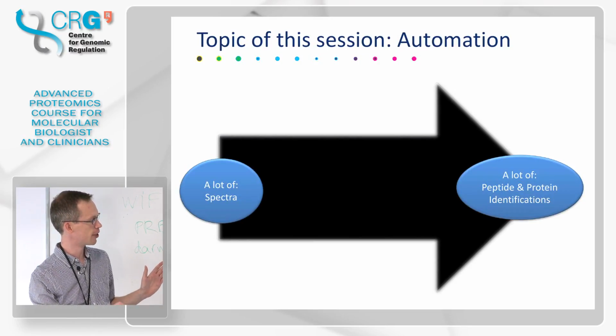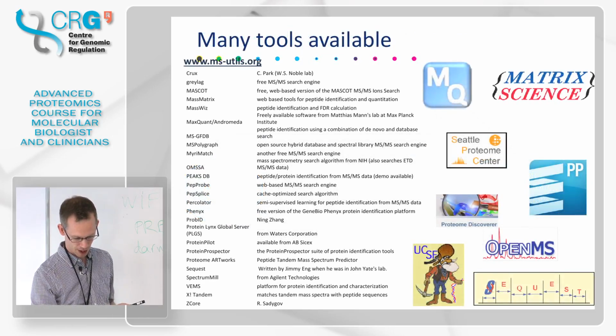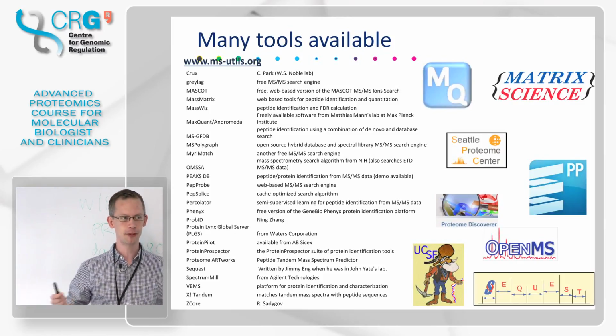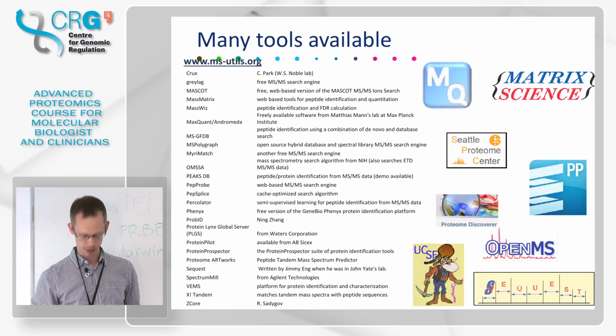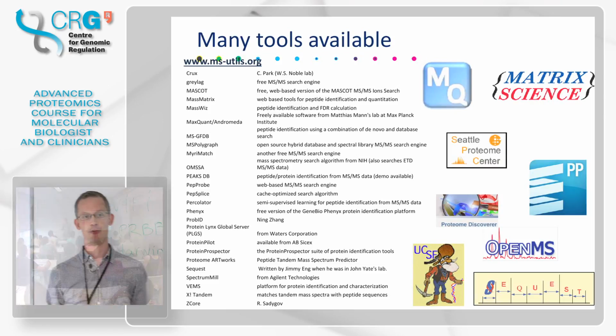So we have a lot of spectra, and we try to get some peptide and protein identifications. If you want to make an exhaustive list of what kind of tools are available for this, because this has been a challenge for quite some time, so now I just went to msutils.org, and then I read out, OK, what are the current methods. There's a lot of software available.